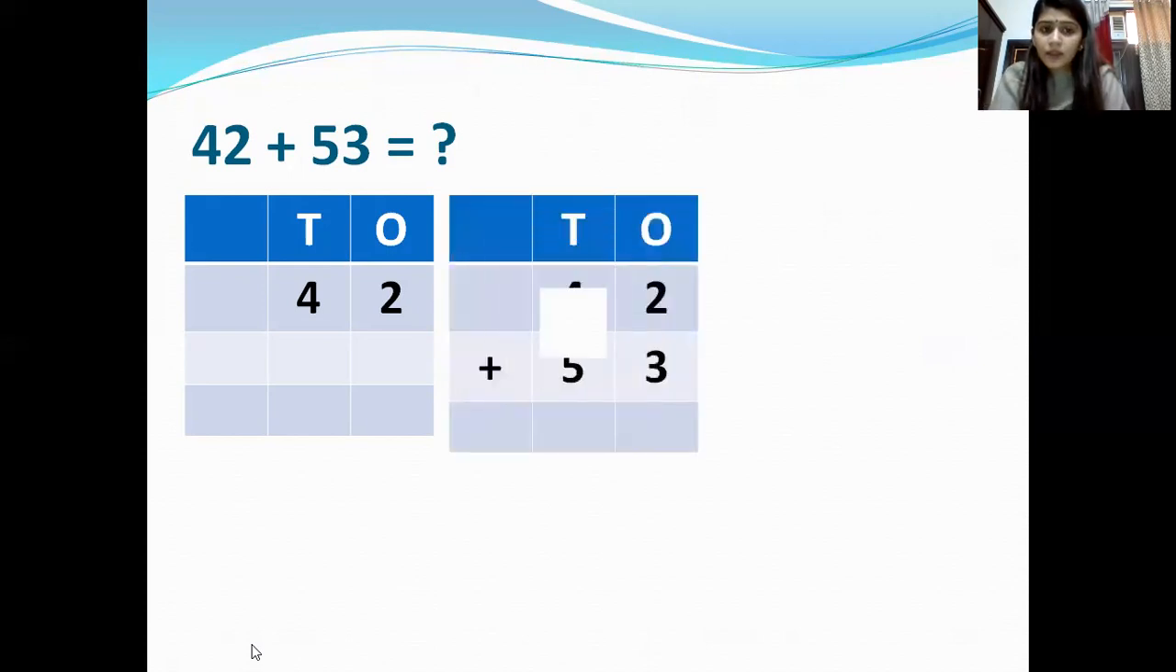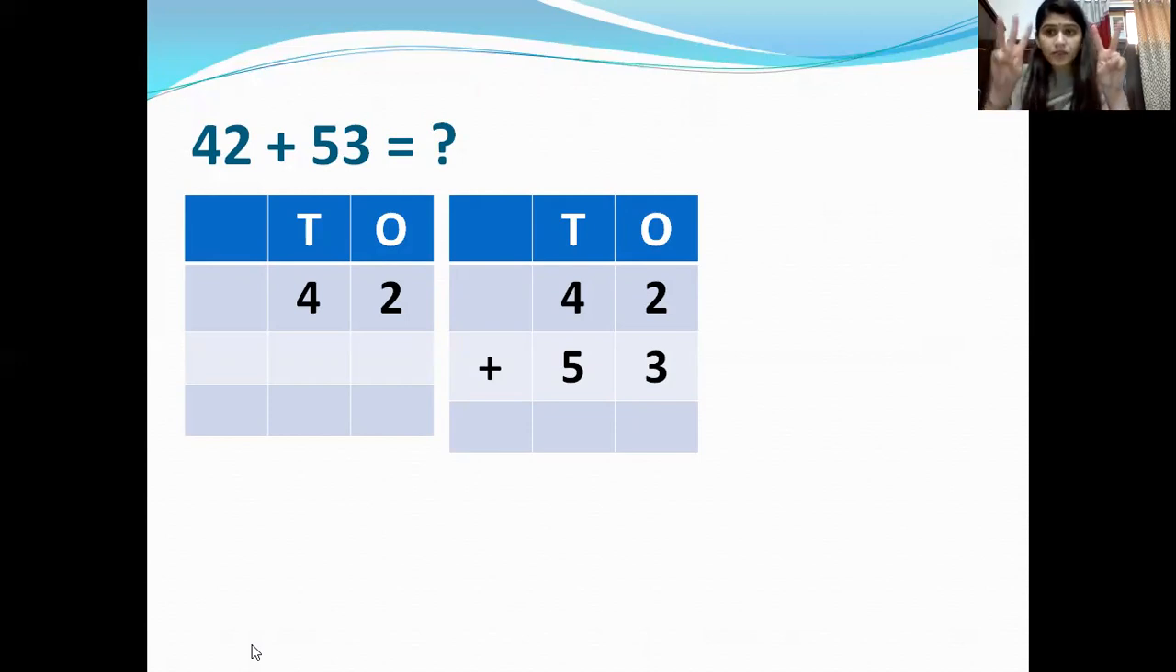Next, in the same way, we will write 53. 53 has 5 tens and 3 ones. So 5 we will write under T and 3 we will write under O. Now see the digits which are under O, we will add these digits first. So 2 and 3 are written under ones. So we will add 2 and 3 first.